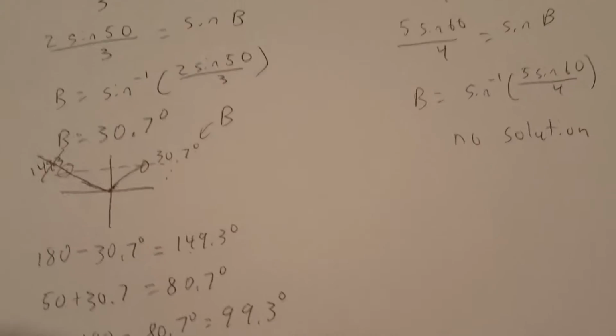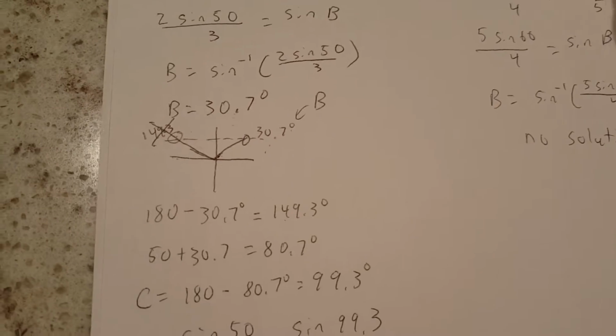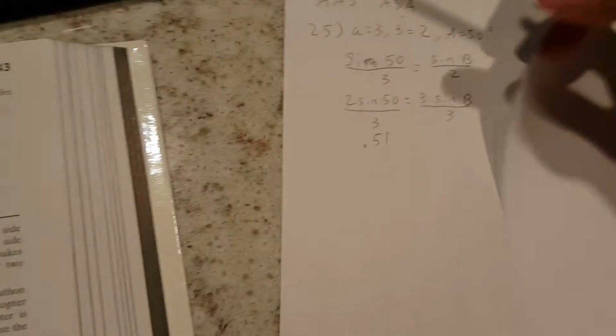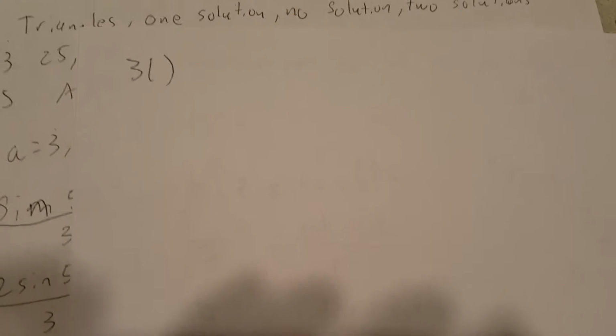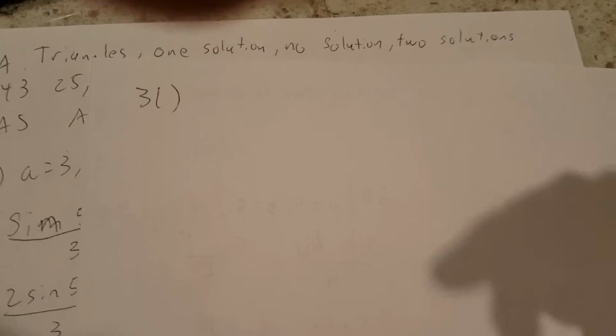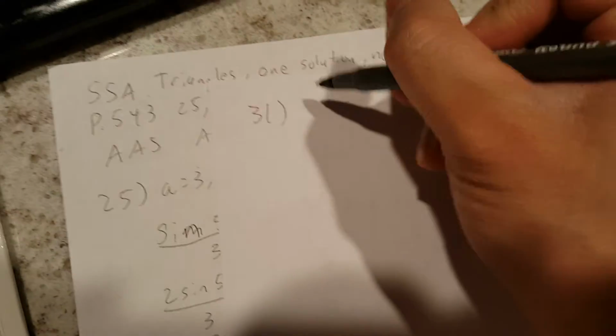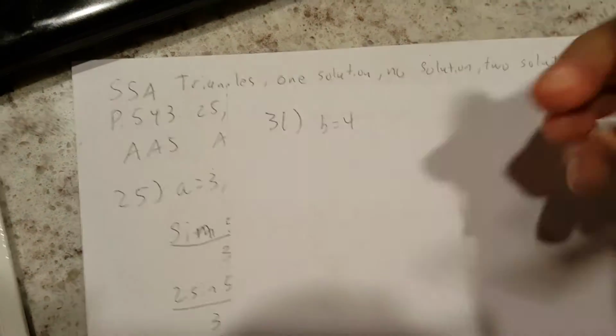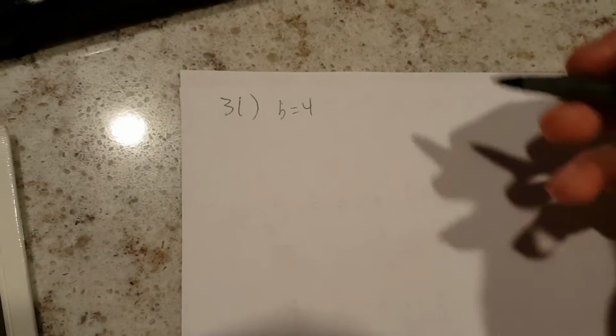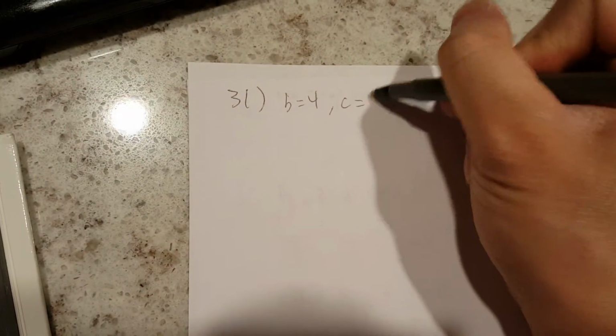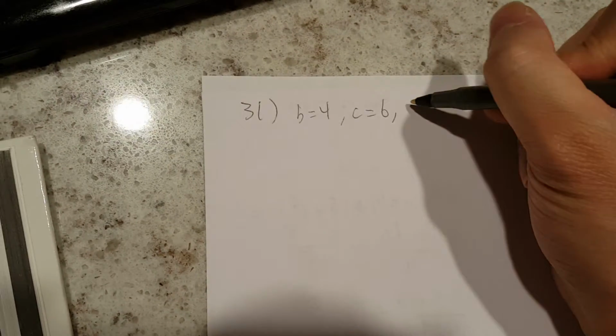Okay, so now let me do 31. And 31 will be a 2-solution problem, as you might have guessed. But now I'm going to show you how this works again. Okay, so 31, B is 4. C is 6. And B is 20.